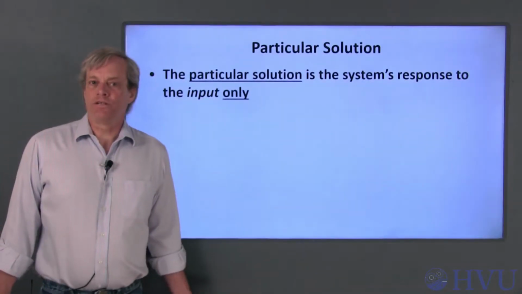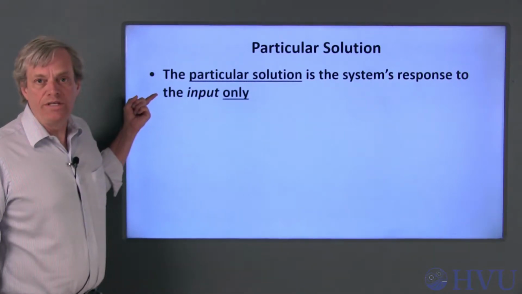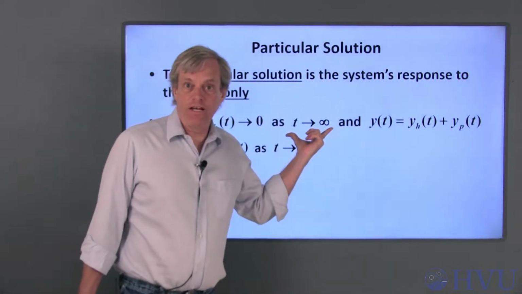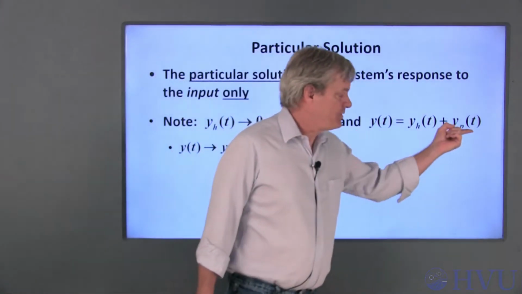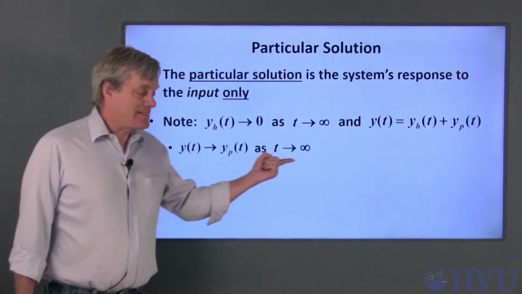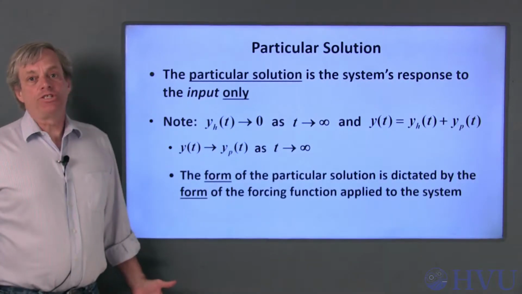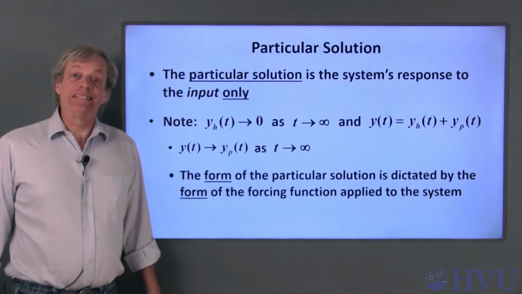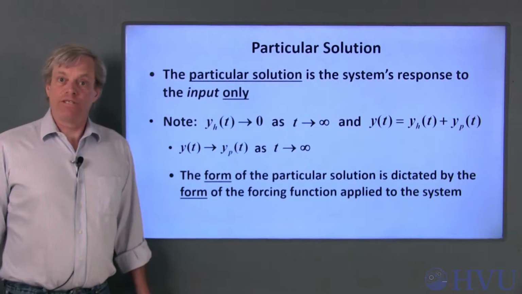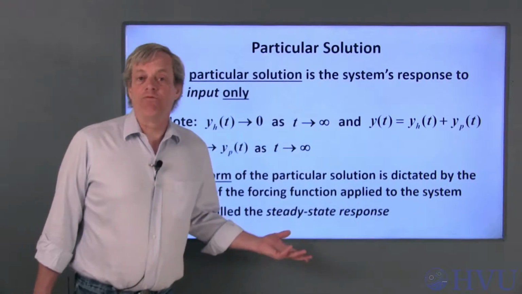Now let's talk about the particular solution to the differential equation. The particular solution is the part of the solution that's due only to the forcing function. The homogeneous solution goes to 0 as time goes to infinity, and the solution is the sum of the particular and the homogeneous solutions. That means that the solution of the differential equation as time goes to infinity is just the particular solution. For linear differential equations, the form of the particular solution is the same as the form of the forcing function. For example, if the input is a constant, the particular solution will be a constant. Another name for the particular solution is the steady state response.